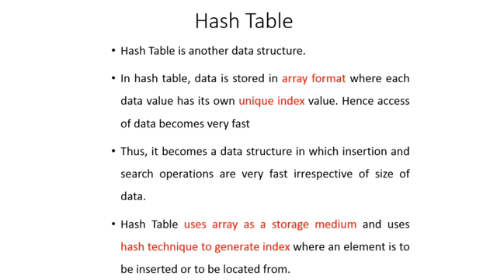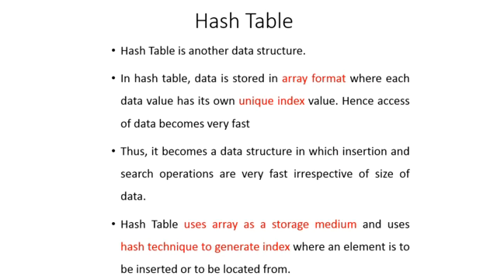A hash table is another data structure which is in the form of an array. Here the data value will have a unique index for its access. In this data structure, insertion and search will be performed much faster than binary search. A hash table uses an array structure of medium size, and it uses a hash technique to generate an index for each element that is inserted into the hash table.